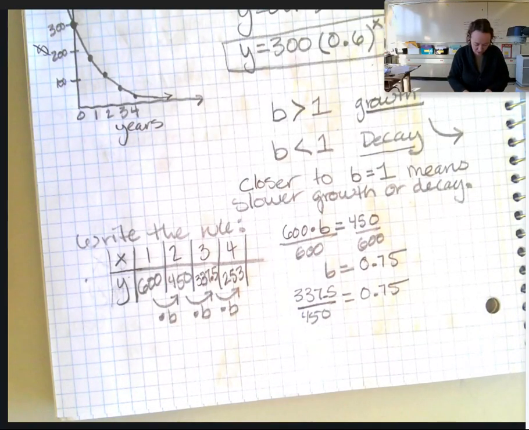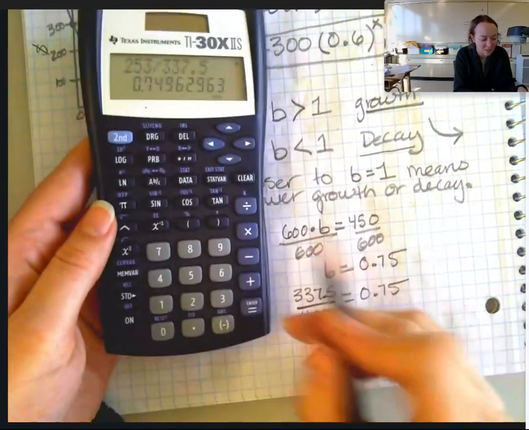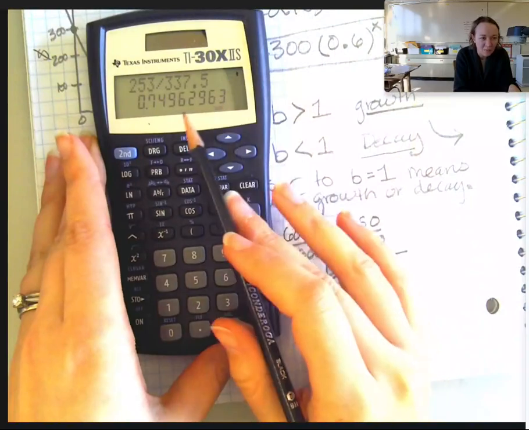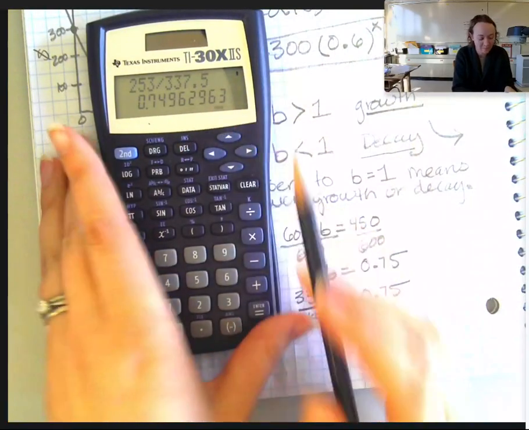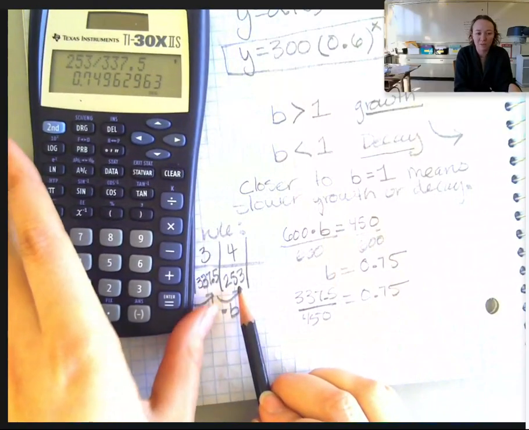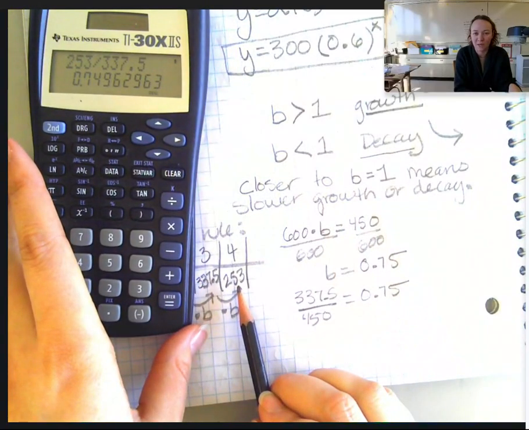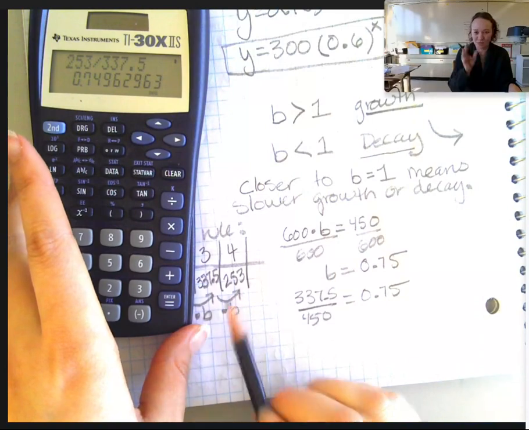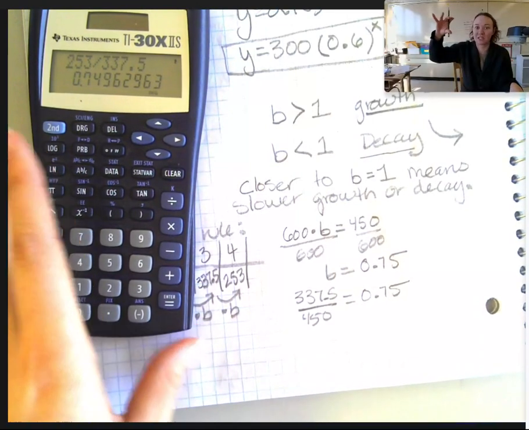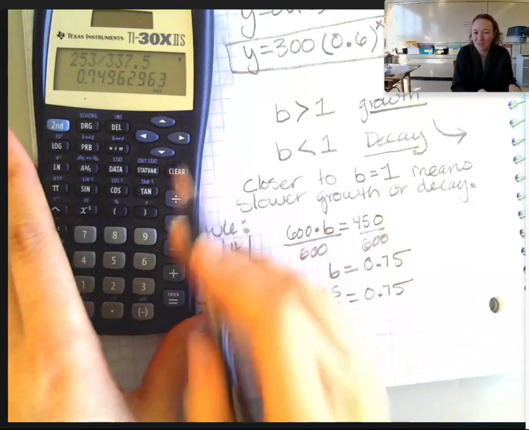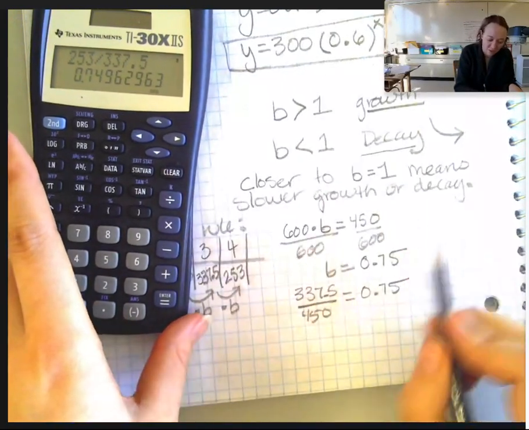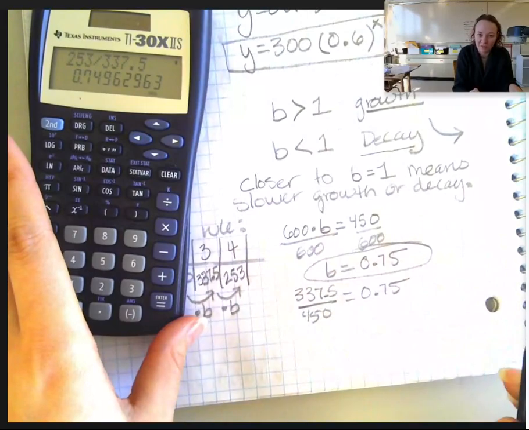I can do my last one just in case, 253 divided by 337.5. And ooh, I didn't quite get what I wanted that time. So this time it came out to 0.749, but that's probably because this number got rounded, right? Because as we're dealing with exponents, things are not going to stay nice, right? Eventually it's going to get weird. So that's close enough. We're going to say that our B value is 0.75.